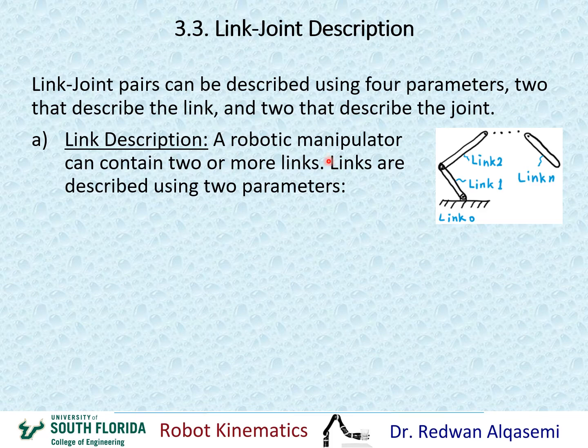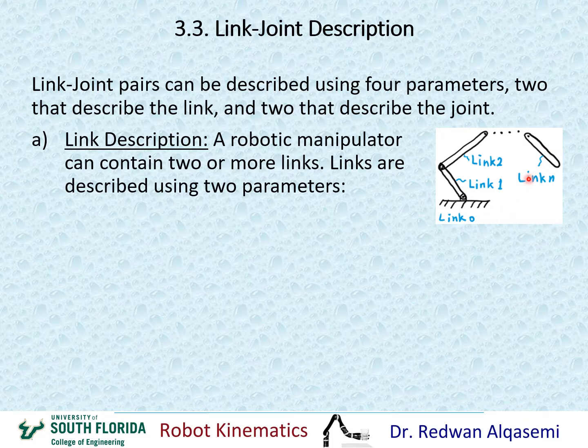A robotic manipulator can contain 2 or more links, and these links are described using 2 parameters. If we look at this, we always start with the ground as link 0. It's part of the chain of links, so we always call it link 0. Then we move on to link 1, link 2, and so forth, all the way until we reach the last link, which is link n in this case.